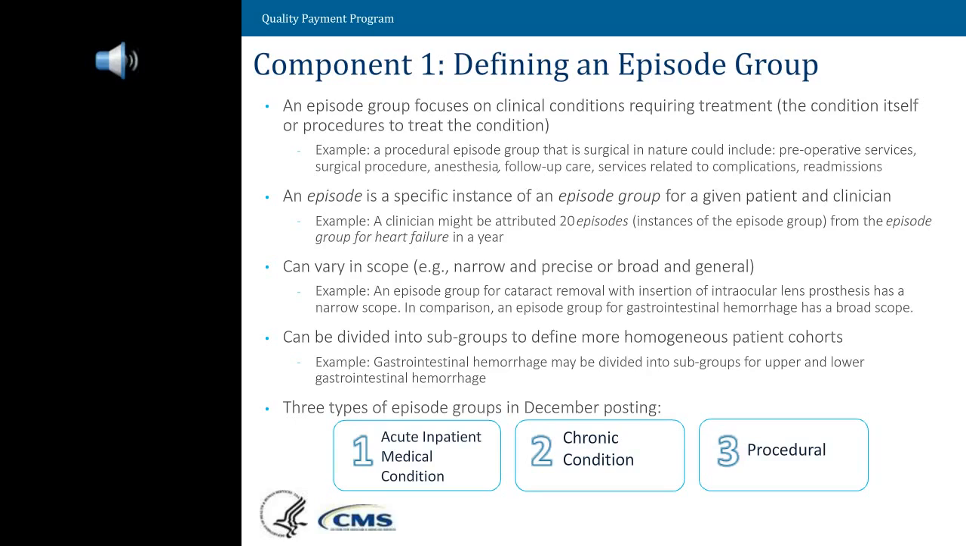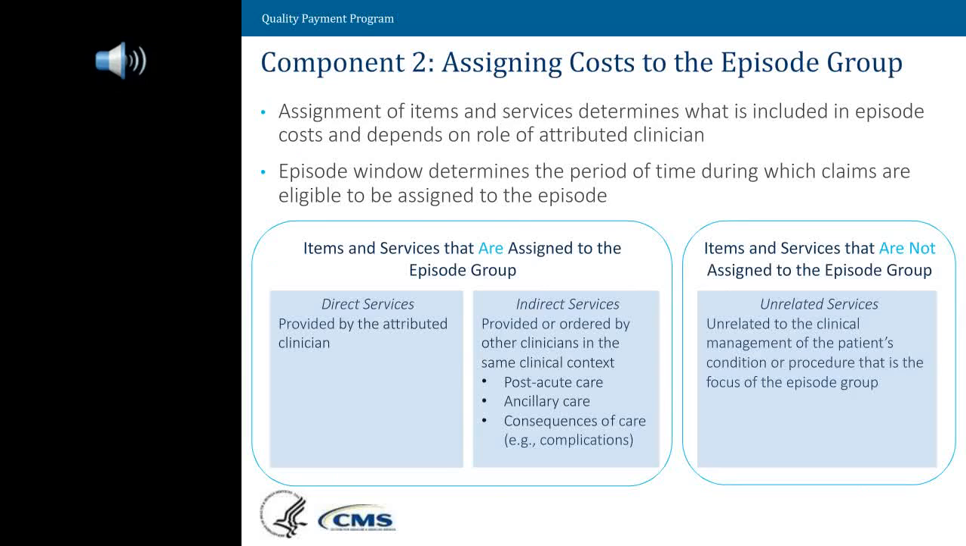Episode groups can also be divided into subgroups to define more homogeneous patient cohorts. An example of this would be thinking about gastrointestinal hemorrhage. This may be divided into subgroups, for example, upper and lower gastrointestinal hemorrhage. There are 3 types of episode groups listed in the December posting. These are the boxes on the lower part of your screen. The first are acute inpatient medical conditions. The second are chronic conditions. And the third are procedural. Next slide, please.